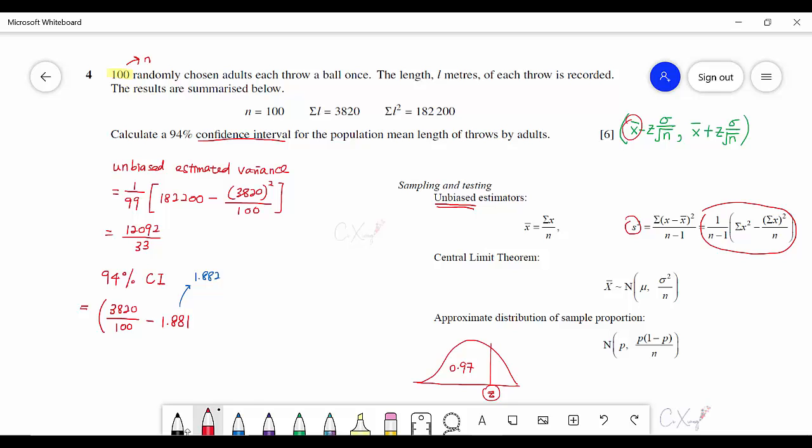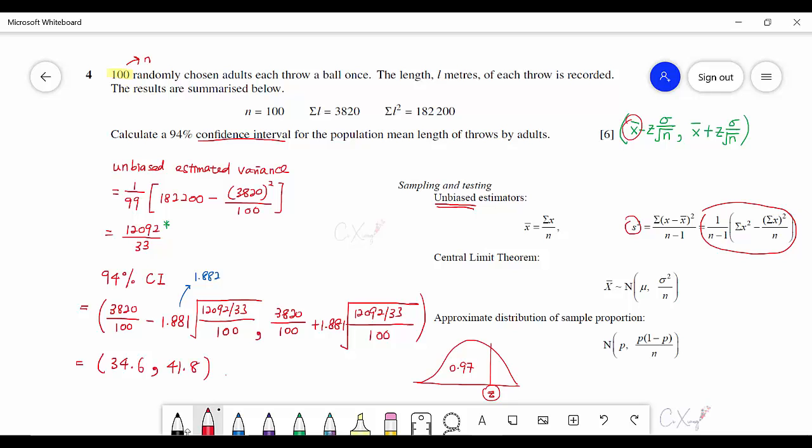Then the sigma. Sigma, you should use this formula now, the unbiased estimated variance. Okay, so the sigma will be the square root of the variance, which is 12092 divided by 33, over n, which is 100. Alright, so you just need to input all the values correctly. Okay, so one side is minus, another one is a plus. The upper limit will be the plus. And eventually from here, you should get the answer, which is 34.6 and also 41.8. Okay, so our 94% confidence interval for mean will look something like this. Okay, so I have corrected it to 3 significant figures.